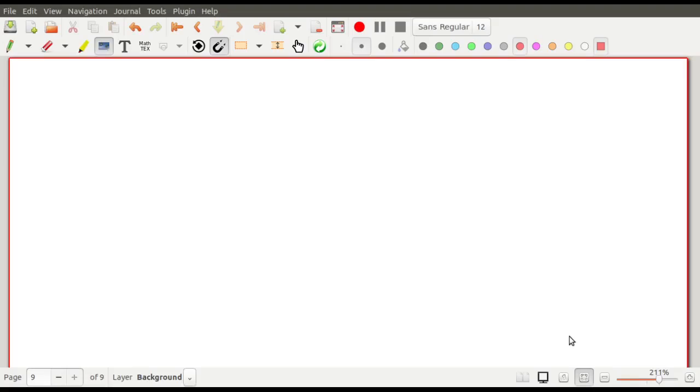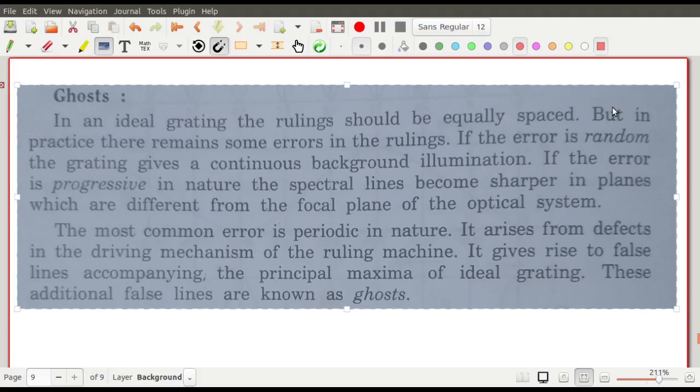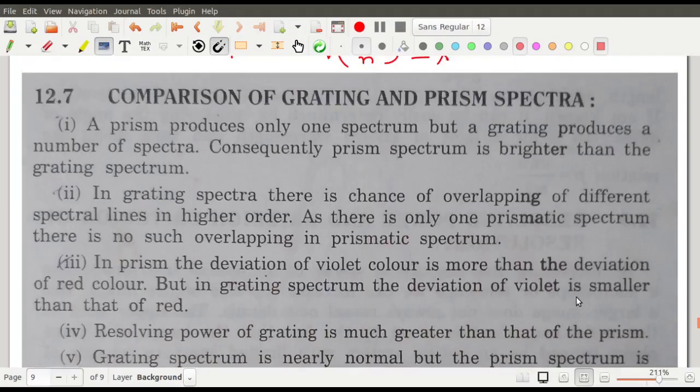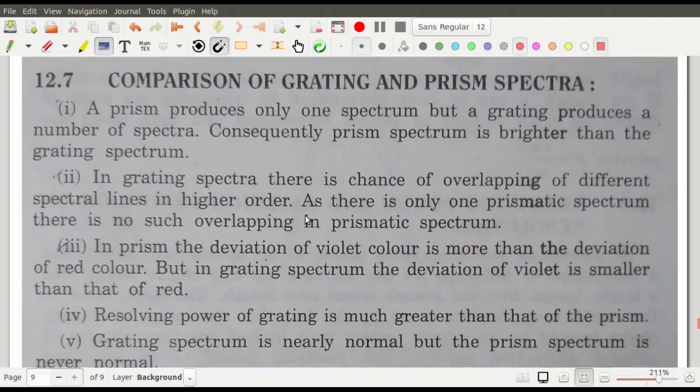So here I will have the ghost lines. Ghost lines, ভুতুরে লাইন। তো ভূতের ব্যাপার থেকে আসছে, where from do you get ghosts? So something has happened in the grating spectra whose reason was not known to the people at that time. So they just call it just to make the things interesting, they called it ghost, right? এই জন্য ghost বলেছে। So prism spectra আর grating spectra এর মধ্যে comparison. You can go through the comparison yourself only.